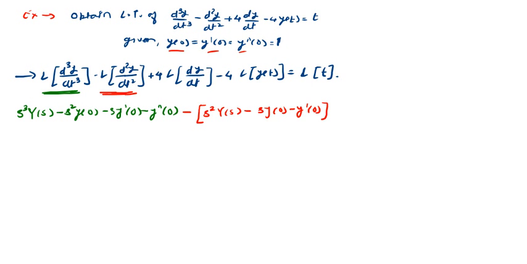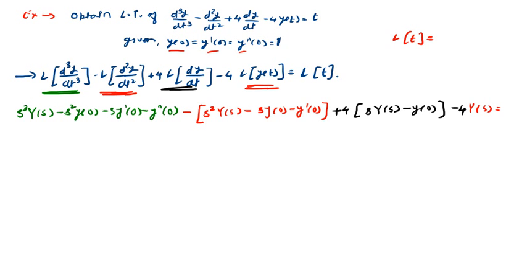Now about the third term, this will be plus 4 times the first derivative, so this will be s y of s minus y of 0. Then minus 4 L of y of t, so this will be minus 4 y of s. And on the RHS, the Laplace of t. This is an algebraic function, so this Laplace, with the value n equal to 1, will be 1 factorial, which is 1, upon s raised to 2, so this will be equal to 1 by s square.